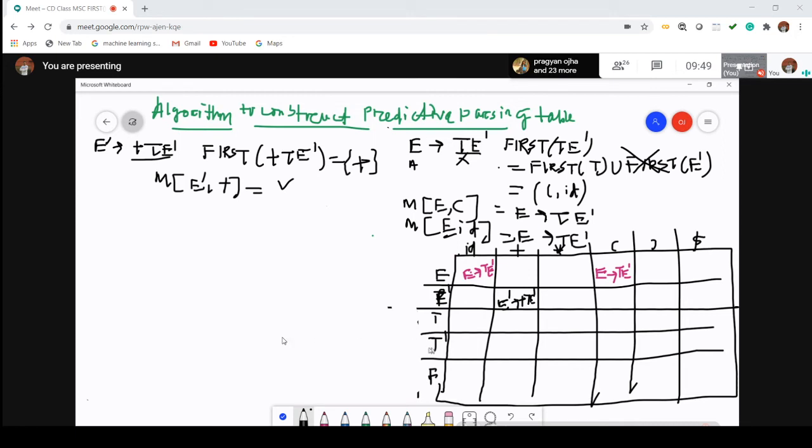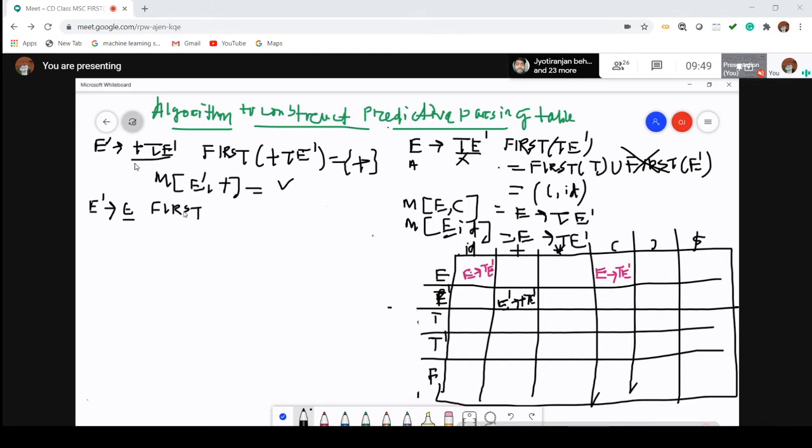E dash 2 plus T E dash, I have to put over here. Okay, third one: there exists a production in the form of E dash 2 epsilon. Now you can check whether first of x contains epsilon or not. So first of x is equal to epsilon here. Since first of x is equal to epsilon, we have to go for the rule number. So we have to calculate the rule number of that entry to make the entry in the predictive parser table.